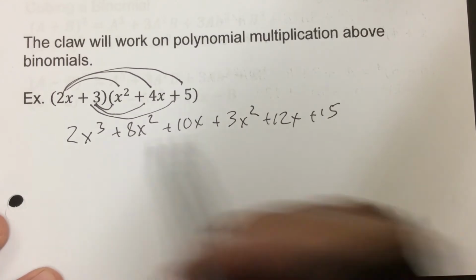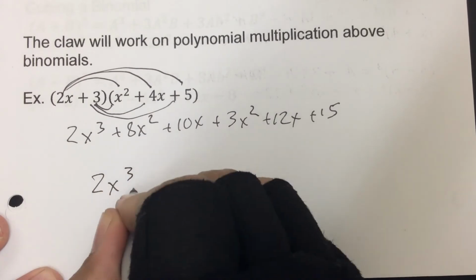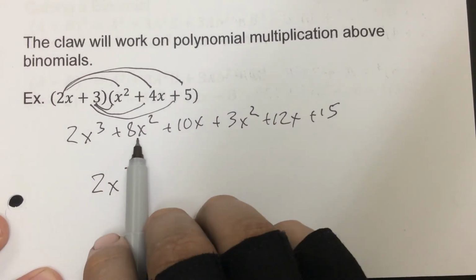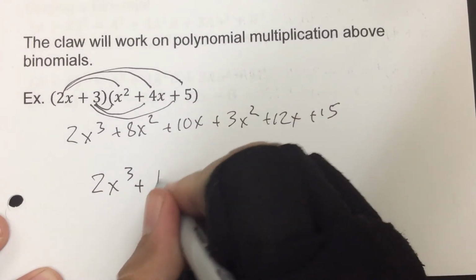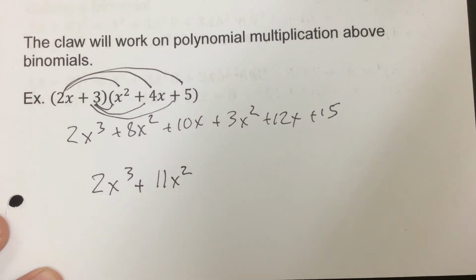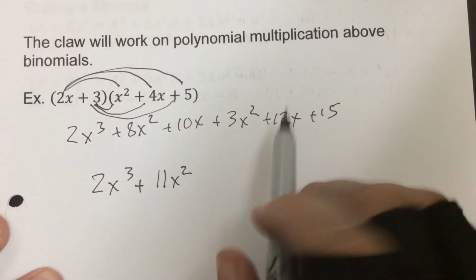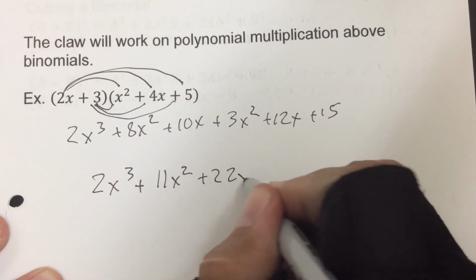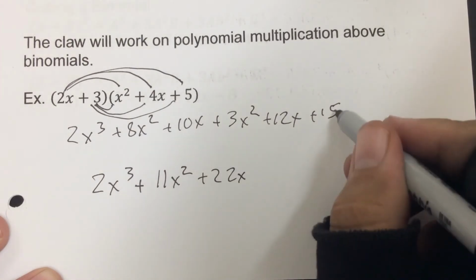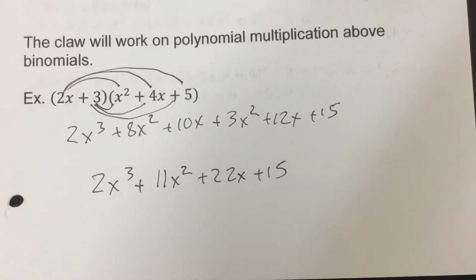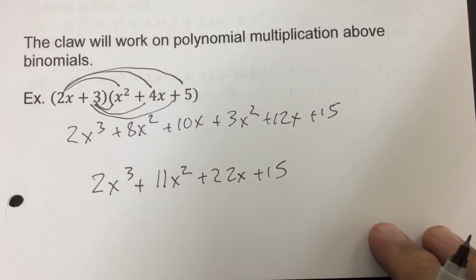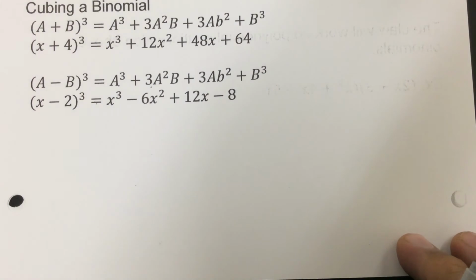But from here, we're going to put like terms together. So 2x to the third, plus we have 8x squareds and 3x squareds, so 11x squared. We have a 10x and a 12x, so 22x. And then our 15, and that's it. So, questions with this stuff. So, all this you should have done last year in Algebra 2. So, hopefully it's nothing new.